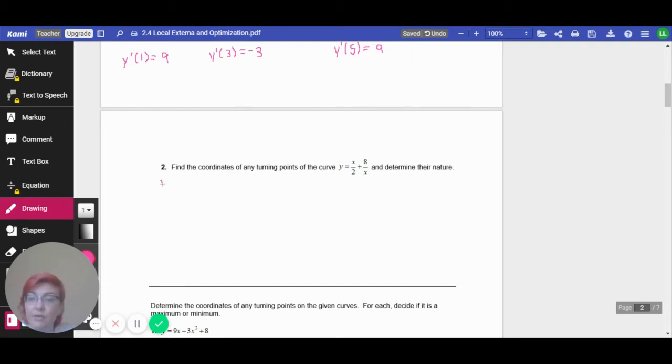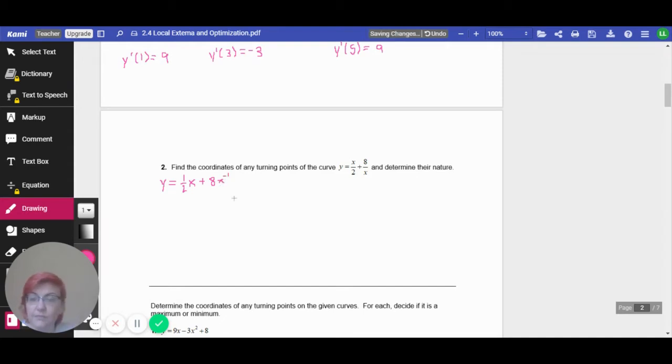All right, I'm going to rewrite y. And so x over 2 becomes 1/2 x. And then 8 over x becomes 8x to the negative 1.